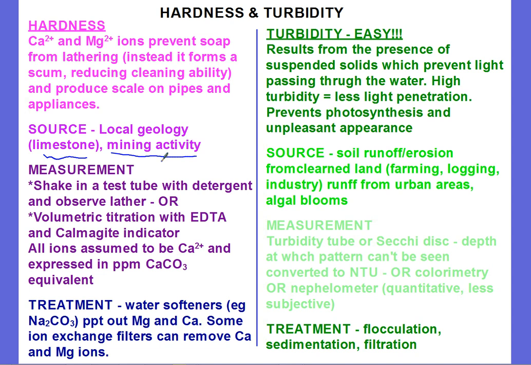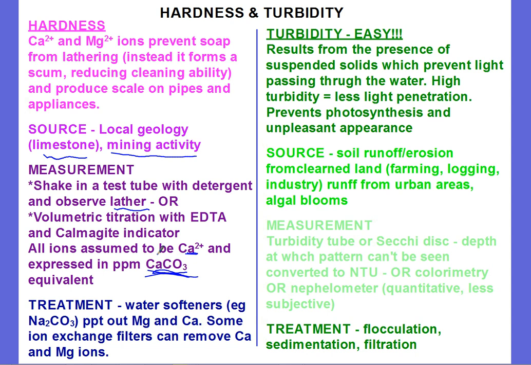How do you measure hardness? There's a qualitative way where you put the water in a test tube with some detergent, then you shake it up and measure how much lather there is. That's qualitative. Or quantitative, like we did, you can use the volumetric titration with EDTA and a Calmagite indicator. You assume all the ions are calcium ions, and you figure out the hardness in parts per million calcium carbonate equivalent. So you figure out how many calcium ions there are, or how many calcium plus magnesium ions there are. You pretend they're all calcium. You then figure out how much calcium carbonate there'd be in the water in parts per million, and that's the hardness.